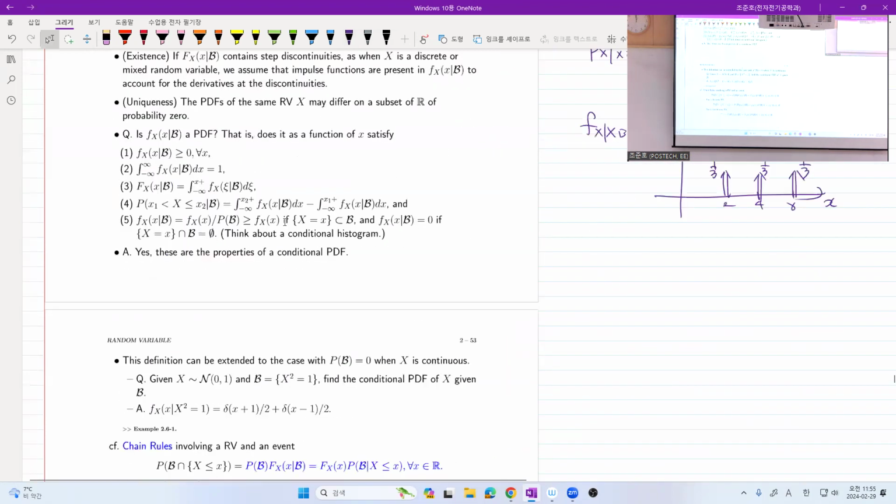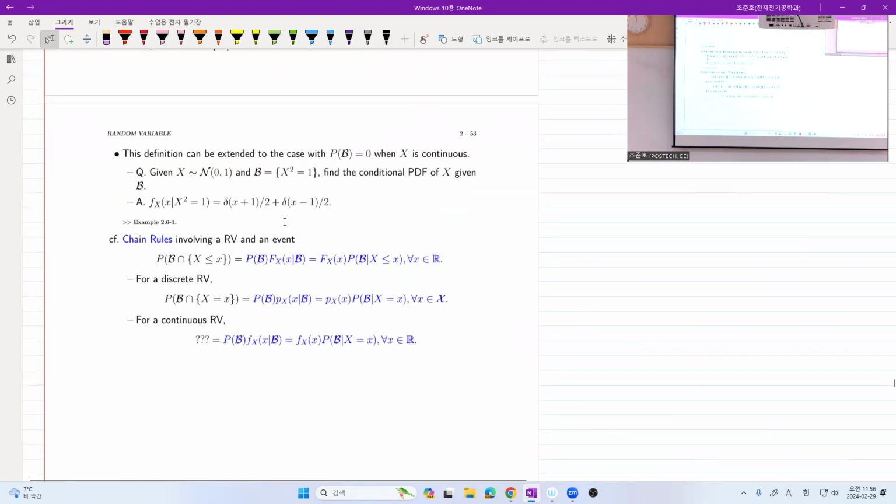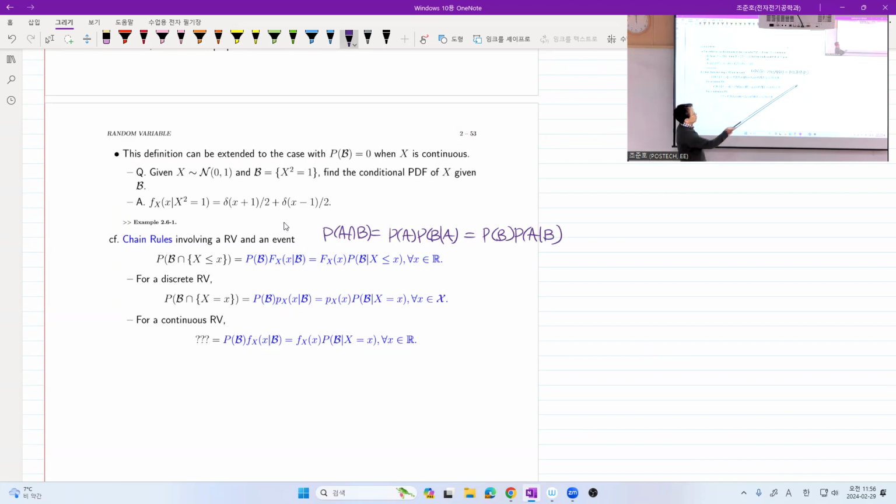What else do we have? Let me see. Oh, chain rules. What are the chain rules? We have some situation like this, and we have two different equalities. One with the unconditional probability of event A, and the other, the conditional probability of A, right? And now you have a random variable x. So what you do is that you either change this event in terms of x, or change this event in terms of x, or both. So you can think about such a joint probability of events.